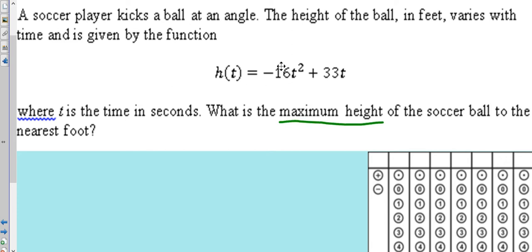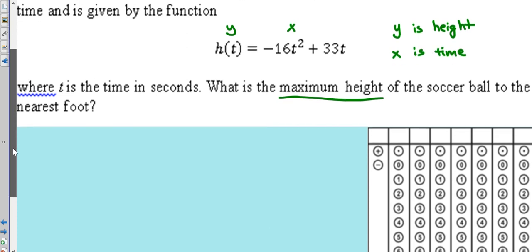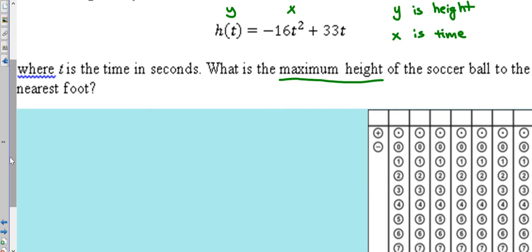And as I point out from this equation, height is here as h is in the place of y, and t is in the place of x. So y is height, and t is time, and x is time. I point that out because the number one way people miss this is by putting the x value, which refers to the time rather than the height.